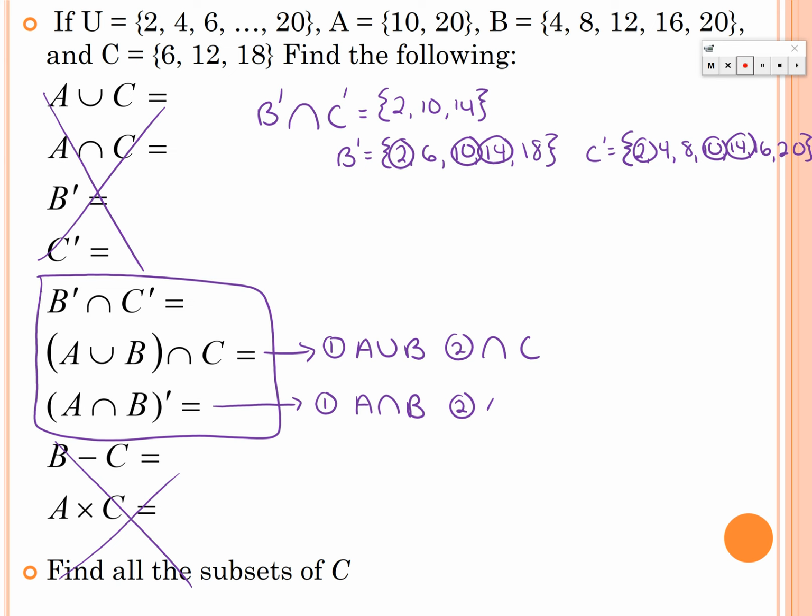So if you have parentheses, do what's happening in there first. Do complements before intersections or unions. Complements are kind of that low man on the totem pole. We do them first. Complements. Okay.